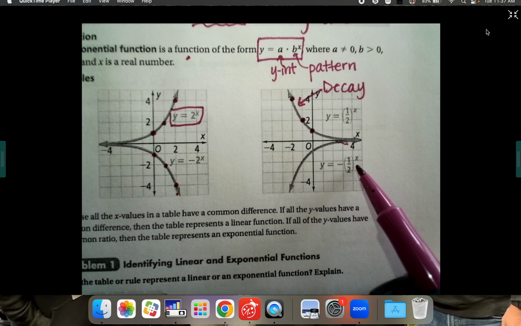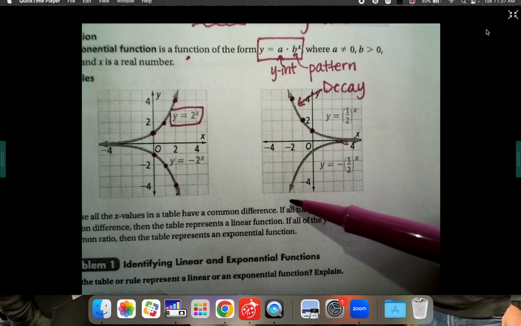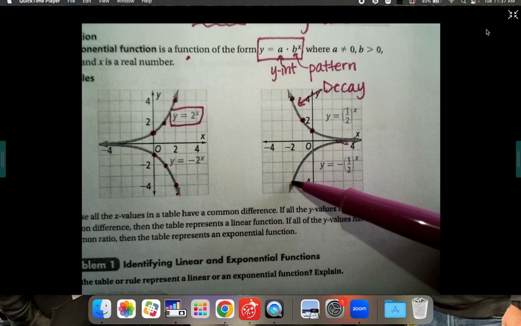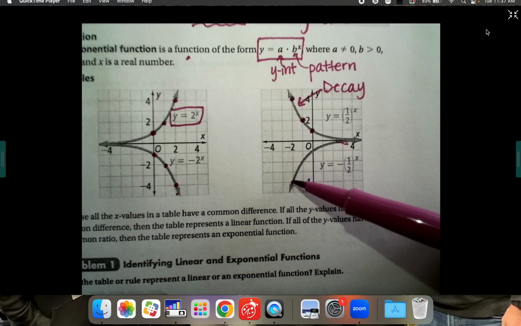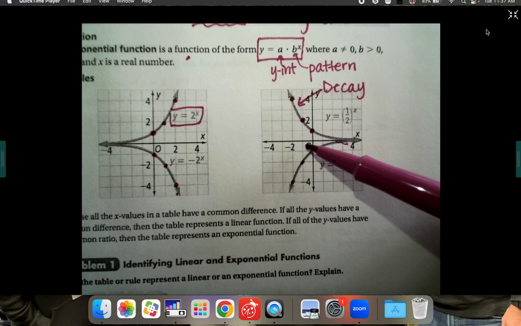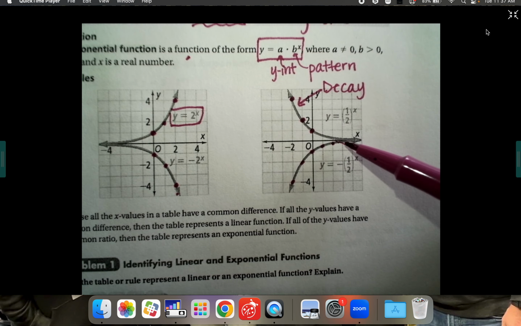A -1/2 is going to start higher, and it's going to go halves from the negative. So the first one I see is -4, -2, and then it hits right here at -1, and then at 0, -1. So you can see that it's cutting it in half each time. But it's getting closer and closer.